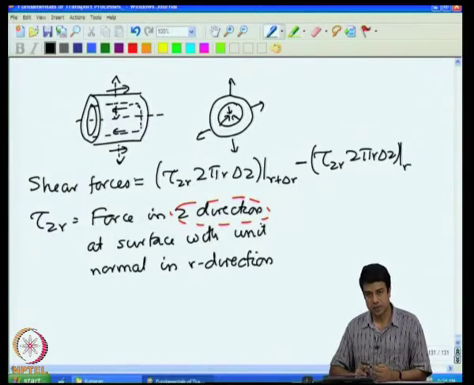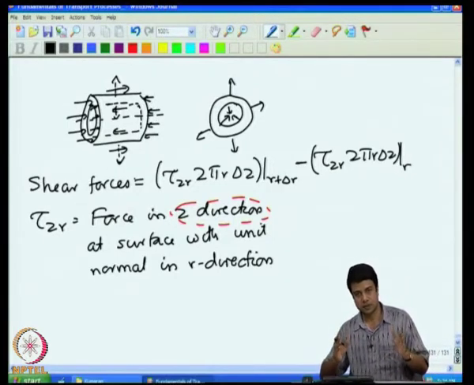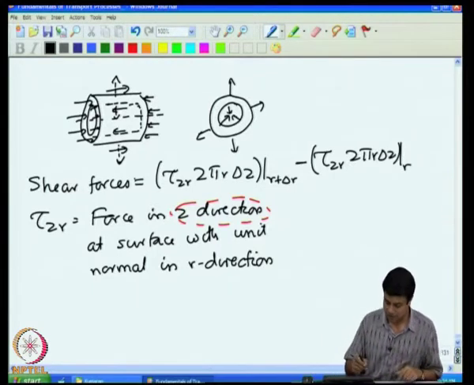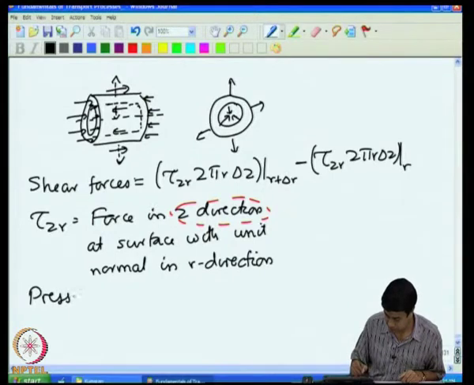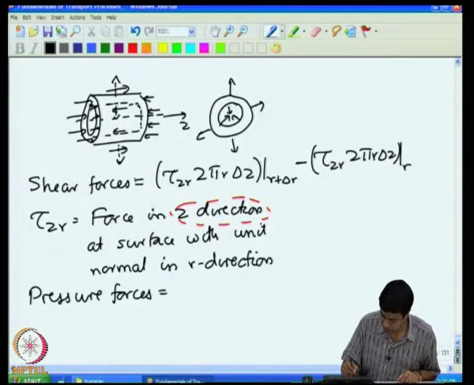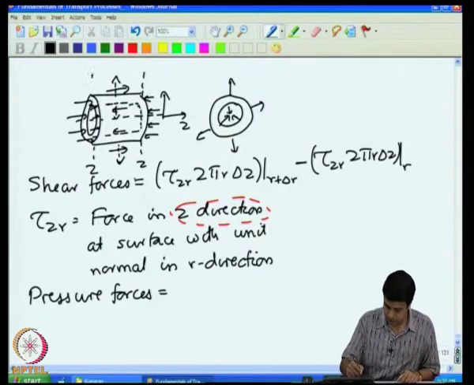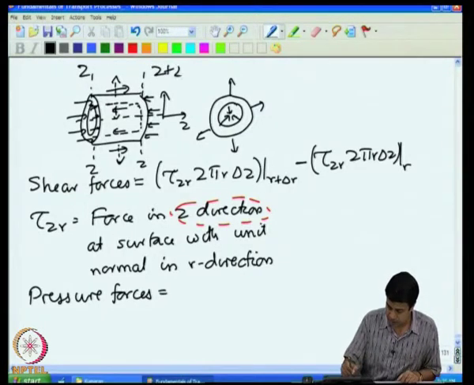However, I also have a pressure gradient within the flow. That means that the pressure acting on this surface is not the same as the pressure that is acting on this surface. That is because there is a gradient in the pressure as you go downstream. Therefore, I also have to include the pressure forces. There is a pressure force that is acting along the plus z direction at the surface at z. This is at z, this is at z plus delta z, and this is the thickness delta z.